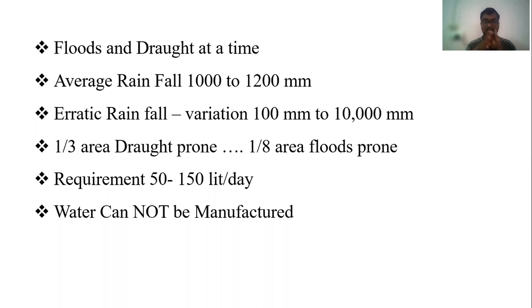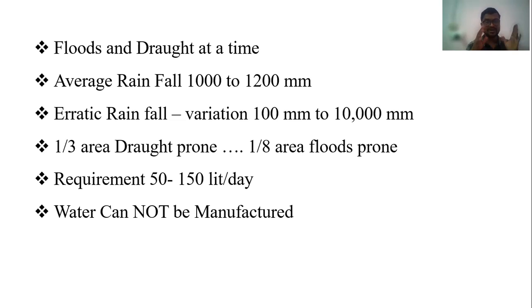One third of the area is drought prone, whereas one eighth of the area is flood prone, and we want to have a balance between them. We don't want to have a flood, we don't want to have a drought. We want to have a balanced condition. To maintain that balanced condition, we need to go for the transfer of water from where it is abundant to where it is not there.